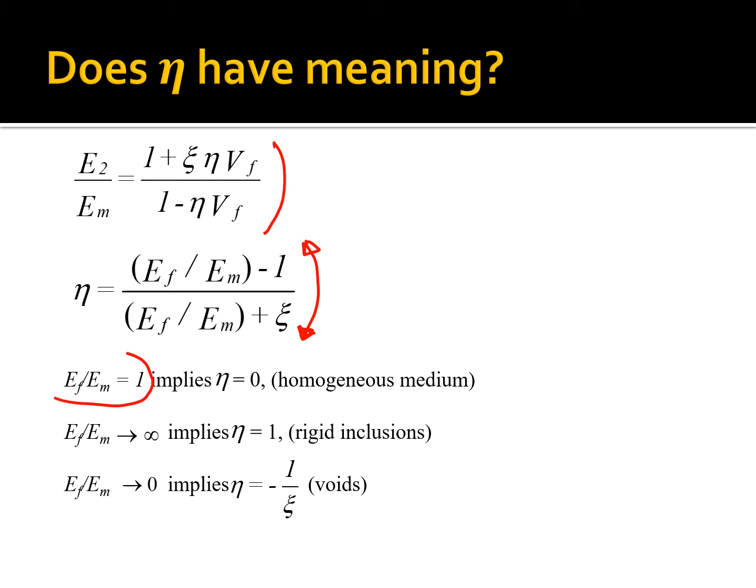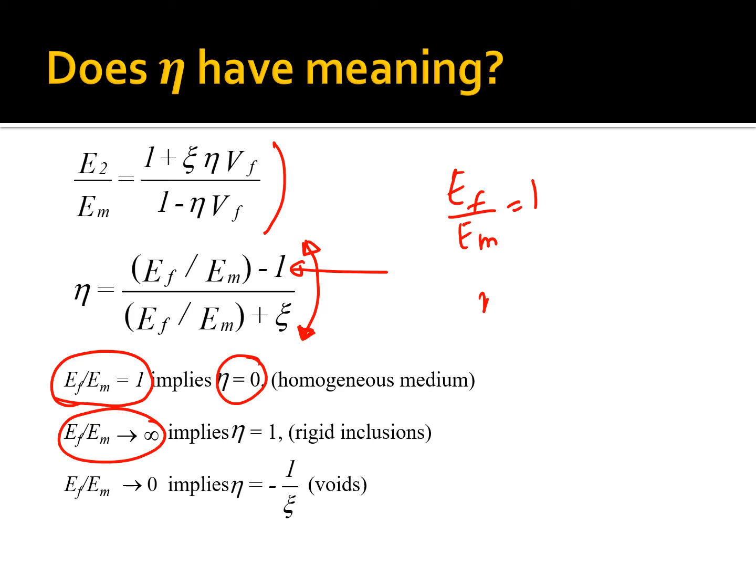So for example, if your fiber is the same as the matrix, then you will get EF by EM equal to 1. If EF by EM is equal to 1, then this numerator will be 1 minus 1, which is 0, so you'll get neta equal to 0. Now, if EF by EM is infinity, that means the fiber is much more rigid than the matrix. Then EF by EM approaches infinity, and in that case neta is going to approach 1.